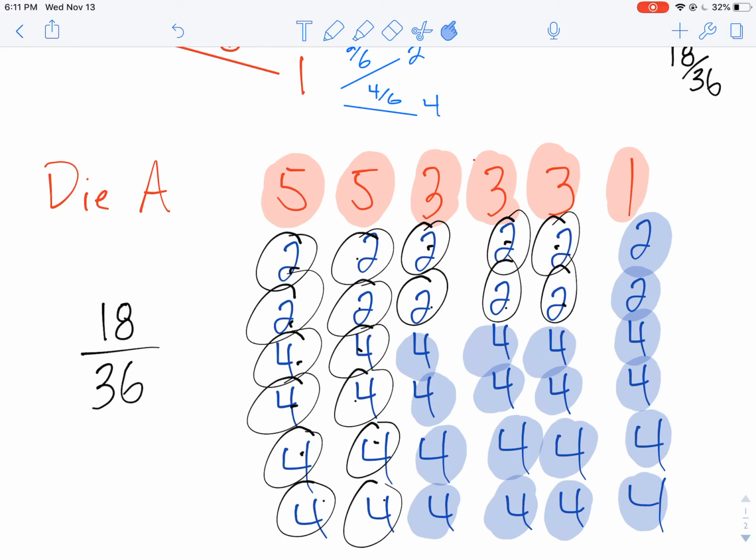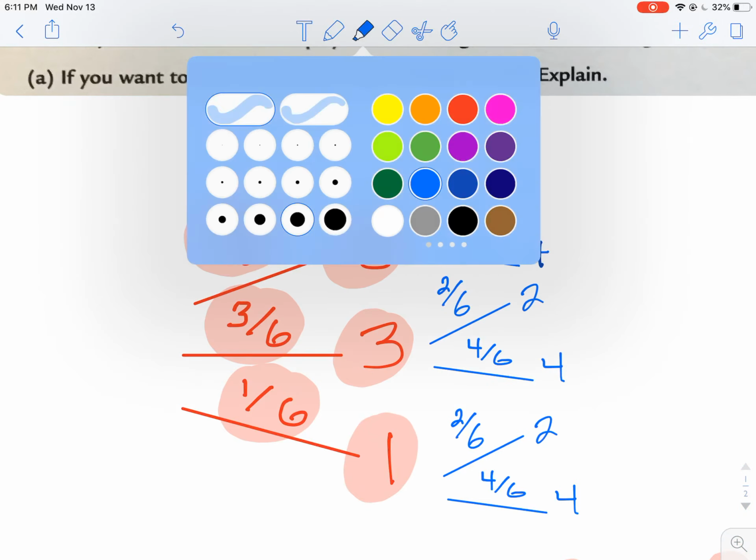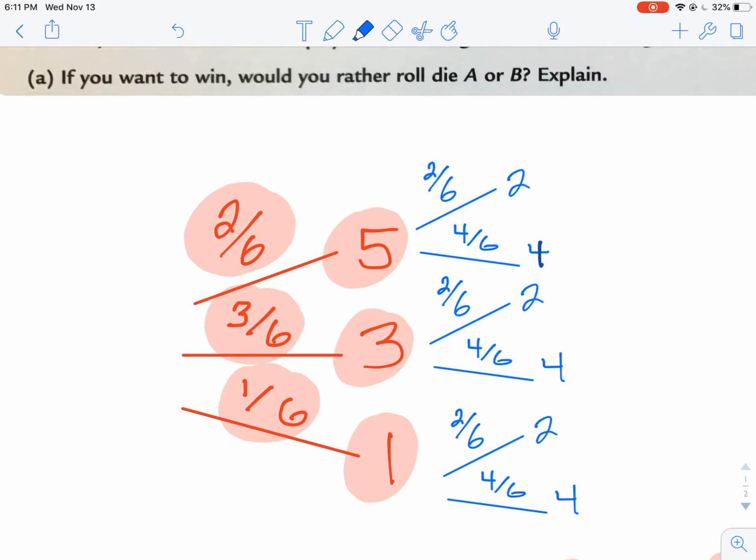The other way I did this, I created a tree diagram. You know I like to go with tree diagrams. So again, I went with red being die A, 2 out of 6 chance I get a 5, 3 out of 6 chance I get a 3, 1 out of 6 chance I get a 1. And then I used the blue to represent all possibilities I could get with die B. So if I roll a 5 with die A, 2 out of 6 chance that die B gets a 2, 4 out of 6 chance to get a 4. And I just kept this going for every possible roll.